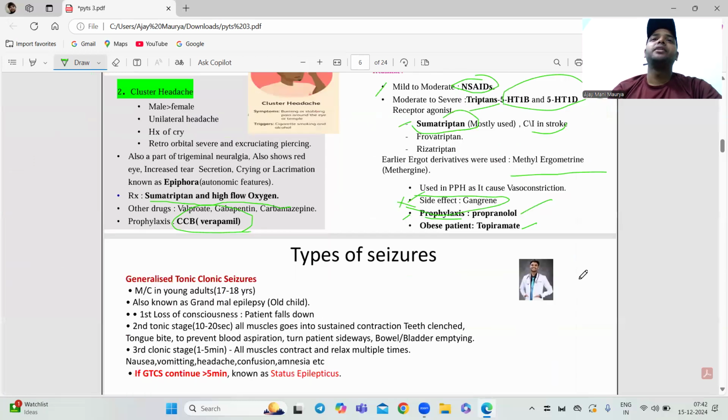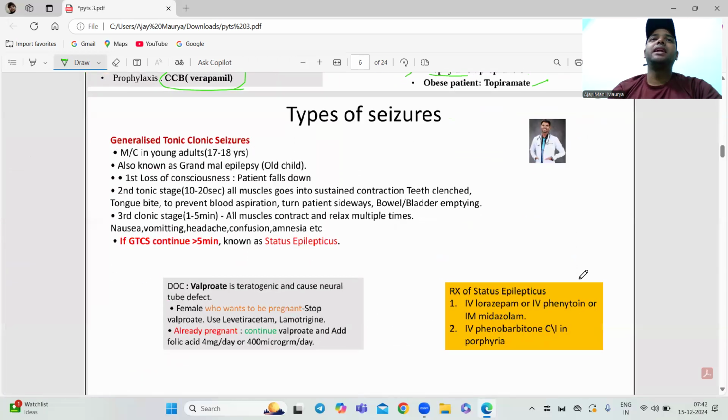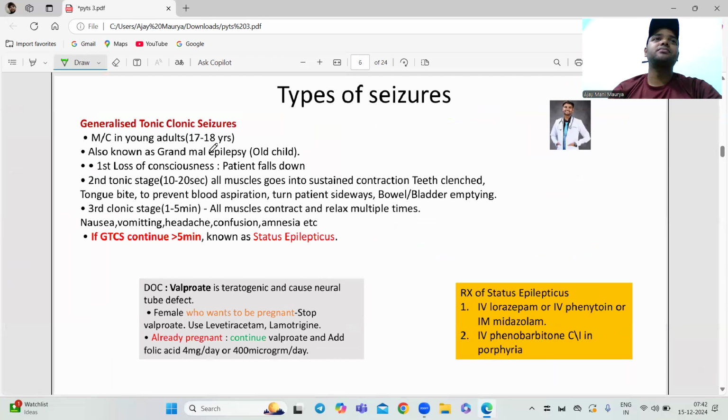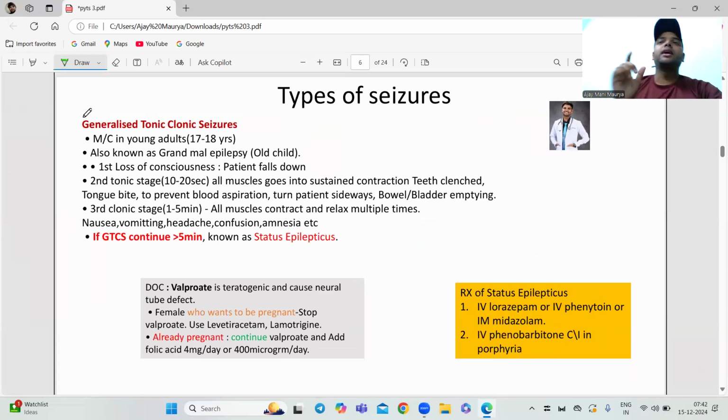Next, coming to the types of seizures. Guys, there is one of my videos on YouTube. Just try to search YouTube for seizures by Medicophily. You will get the types of GTCS and everything. I made a role play on YouTube, guys.